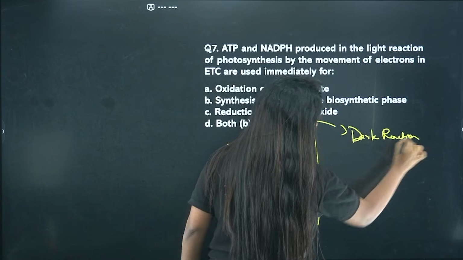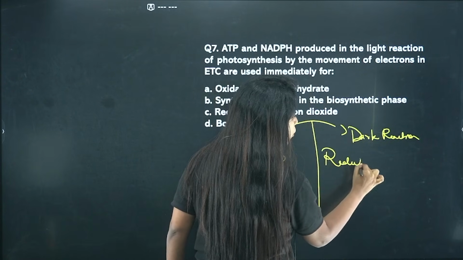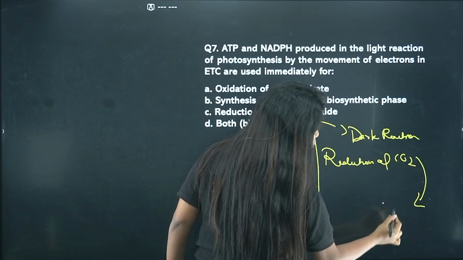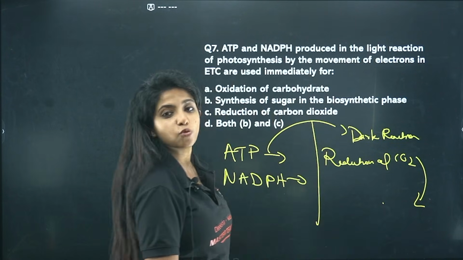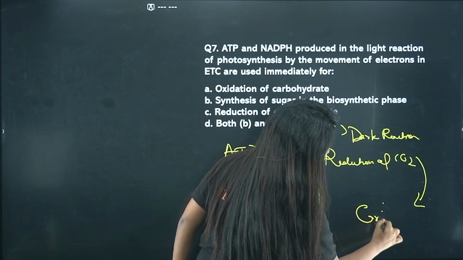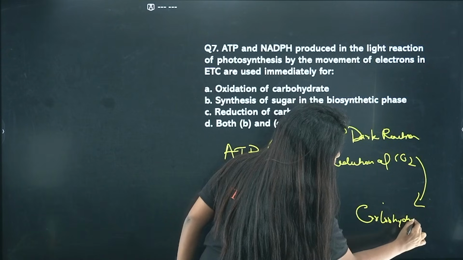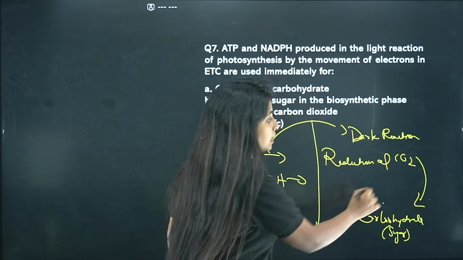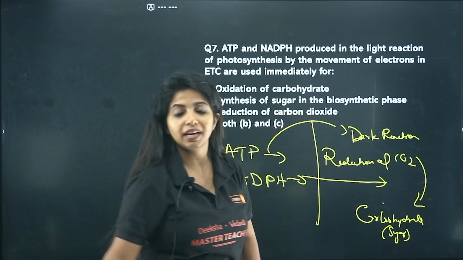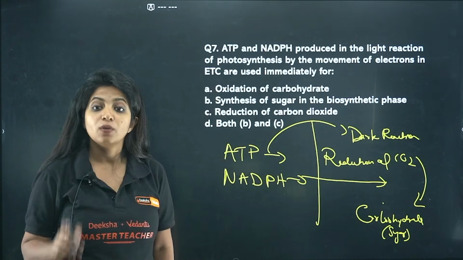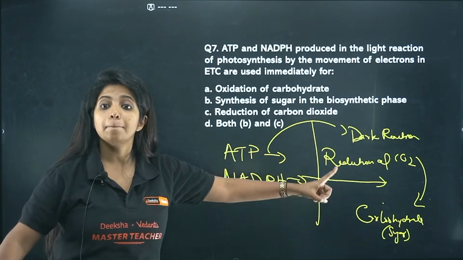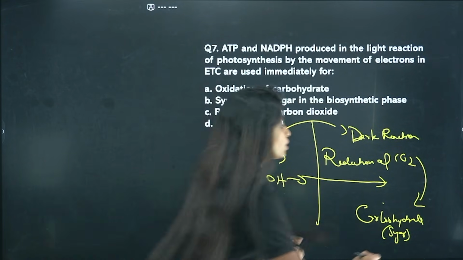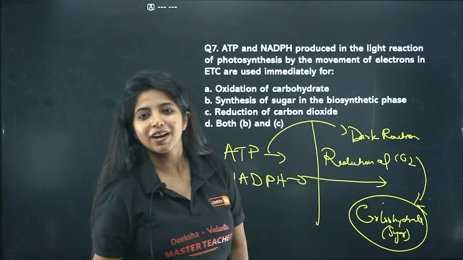What is happening in the dark reaction? There is reduction of CO2, carbon dioxide, to basically your carbohydrates, or do I call it sugars? Reduction is happening, and in this process you require a large amount of ATP as well as NADPH. This is also known as the biosynthetic phase. Dark reaction is also known as biosynthetic phase. Why? Because lots of new things are being synthesized over here.